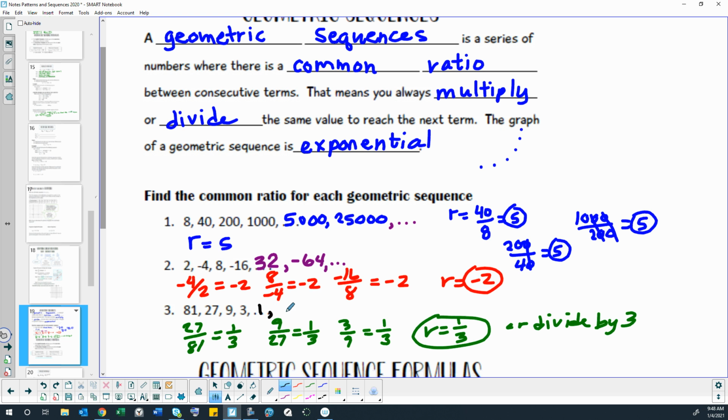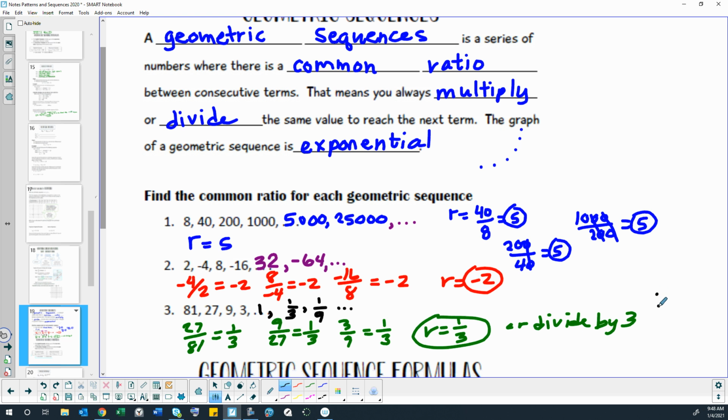Perfect. And then after that, divide 1 by 3, 1/3, right? What happens if you divide 1/3 by 3? You get 1/9, and you just keep getting these smaller and smaller and smaller fractions.